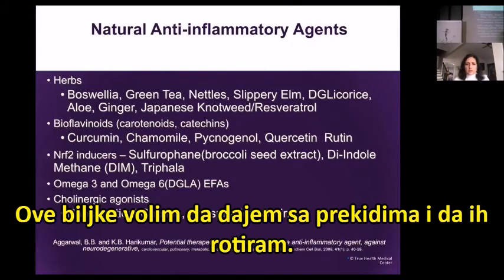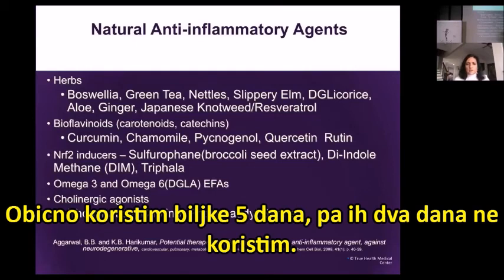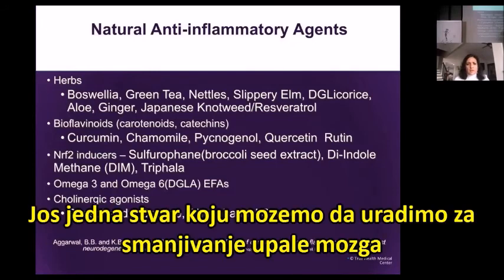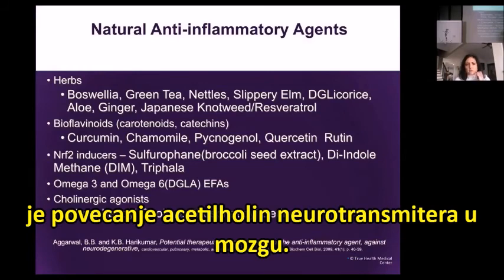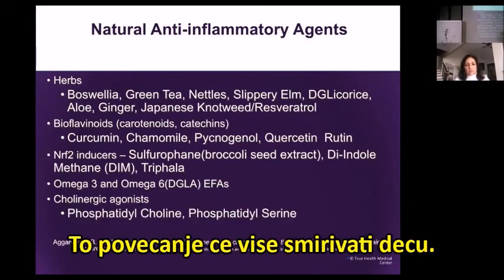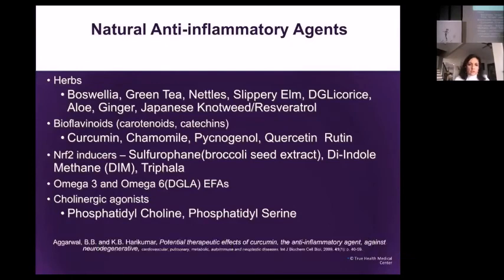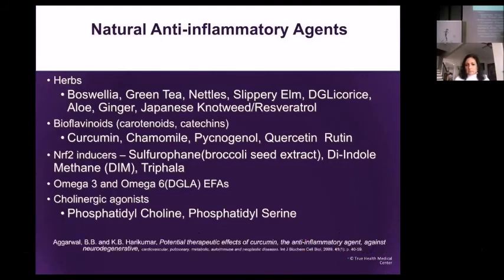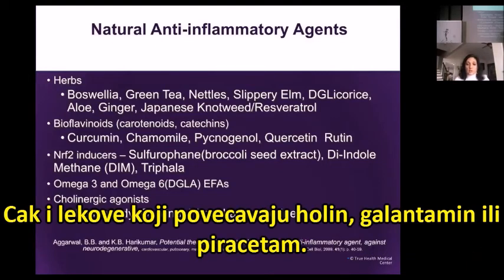What I like to do with herbs is pulse them and rotate them. I often use herbs like 5 days on and 2 days off, and I'll rotate them. Sometimes I'll try sulforaphane, or sometimes DIM, and then switch to triphala. The other thing we can do to calm down inflammation in the brain is increase a neurotransmitter called acetylcholine. Increase choline to help with calming in the children. So we would give things like phosphatidylcholine or phosphatidylserine, or even drugs that increase choline, like galantamine or piracetam.